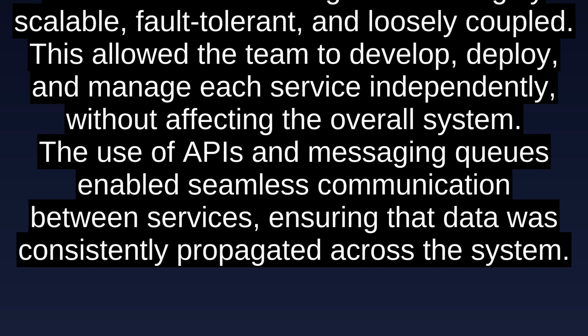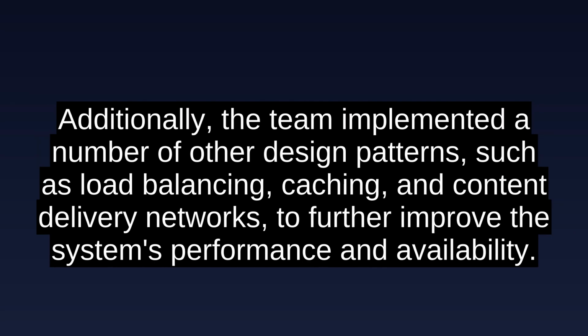The solution that Amazon's team built was a service-oriented architecture, where each microservice was designed to be highly scalable, fault-tolerant, and loosely coupled. This allowed the team to develop, deploy, and manage each service independently, without affecting the overall system. The use of APIs and messaging queues enabled seamless communication between services, ensuring that data was consistently propagated across the system. Additionally, the team implemented a number of other design patterns, such as load balancing, caching, and content delivery networks, to further improve the system's performance and availability.